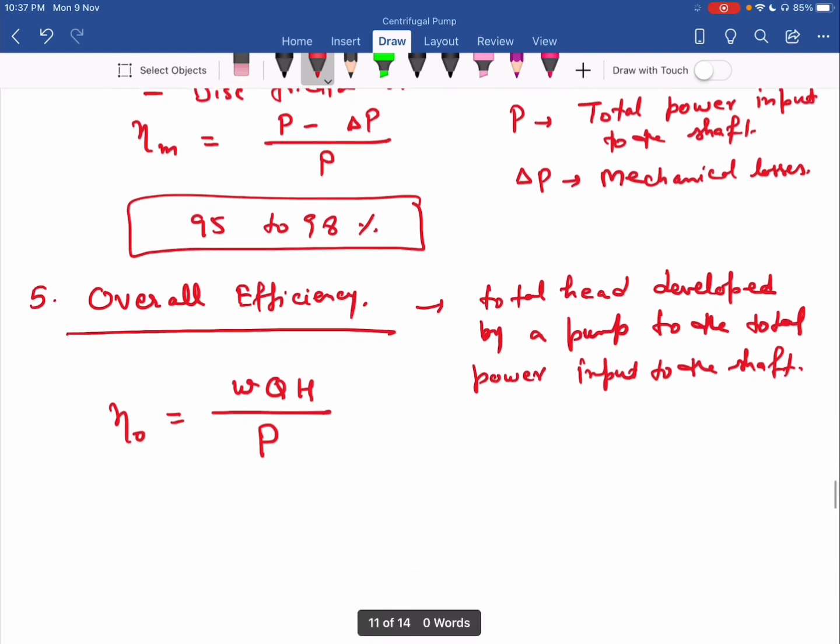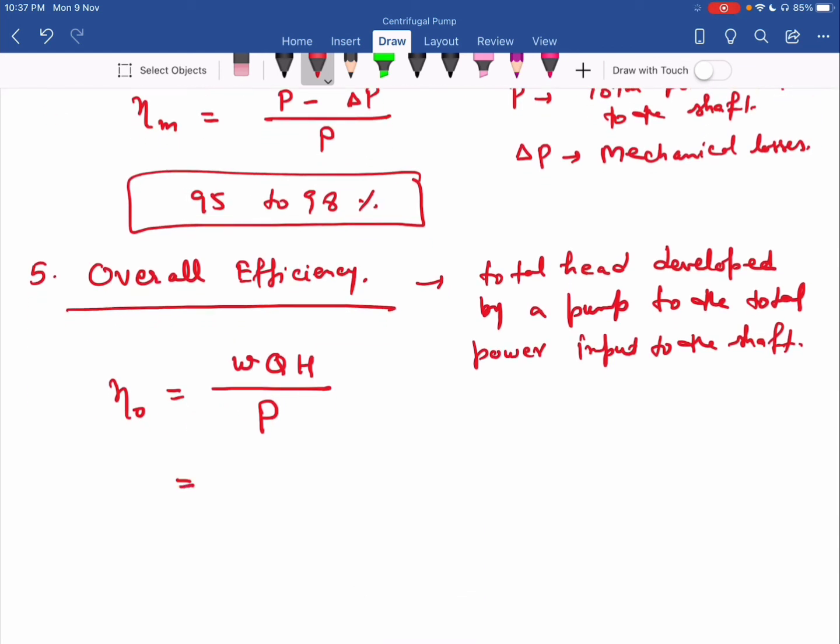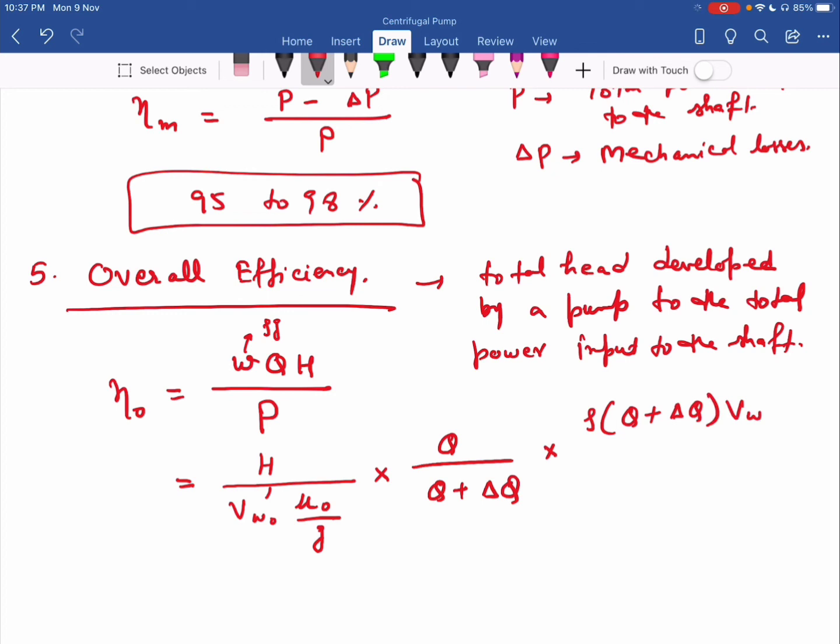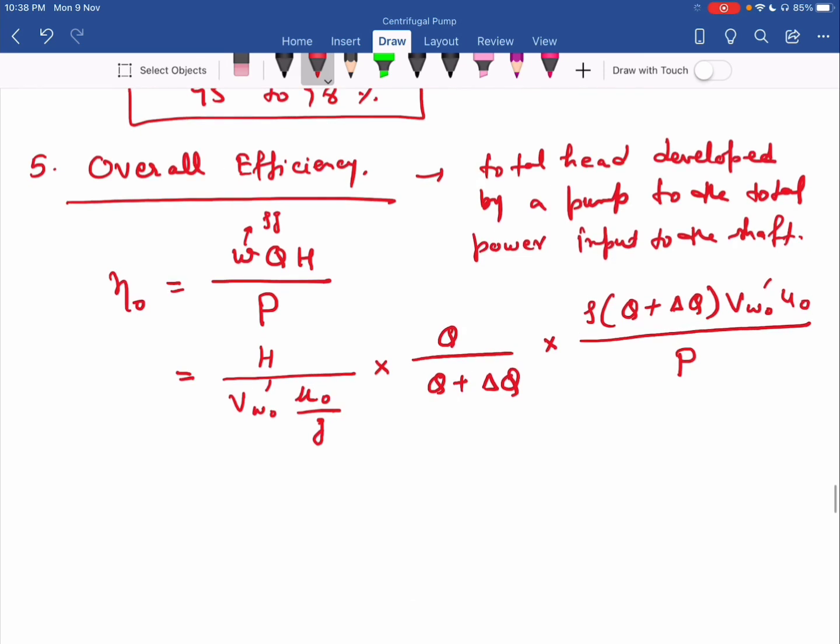Now further I can write this, rho g, as H divided by Vw0 dash U0 divided by g, into Q upon Q plus delta Q, into rho g (Q plus delta Q) Vw0 dash U0 divided by P. So that is eta O is equal to, now this is my hydraulic efficiency, into volumetric efficiency into mechanical efficiency.